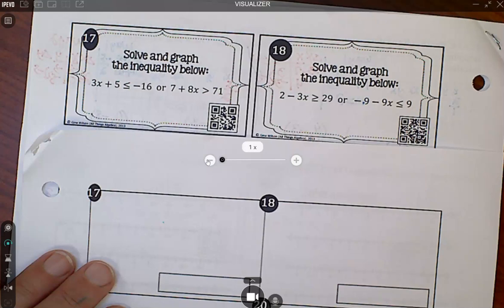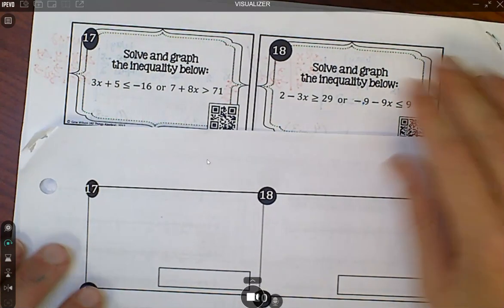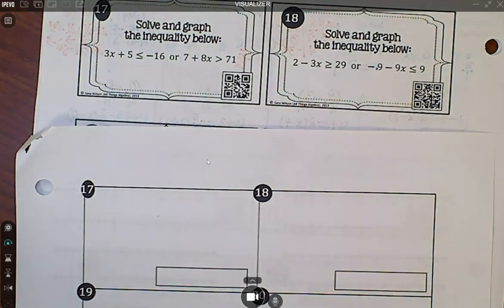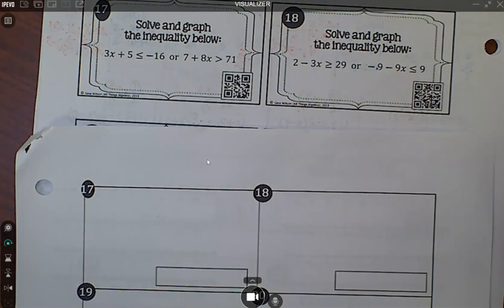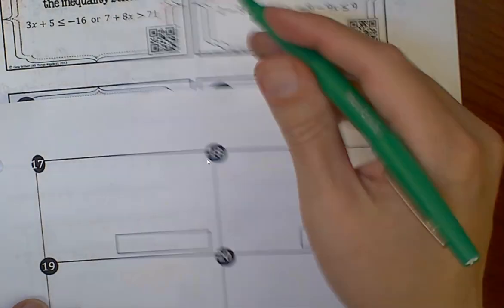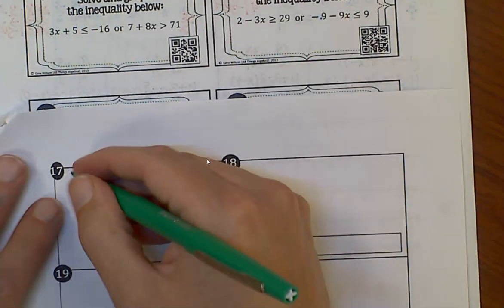Okay, the way you do this assignment is these are the questions, and this is where you work them out. So this will help us tomorrow on the quiz, when you have to solve inequalities.